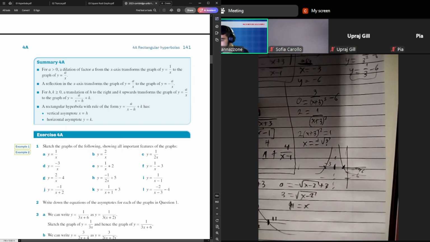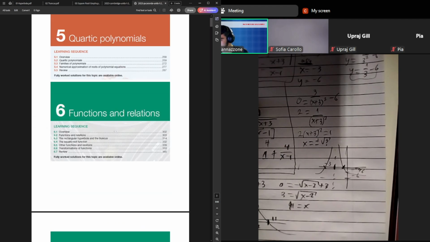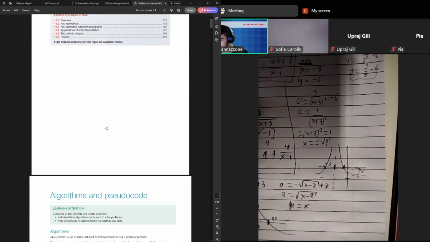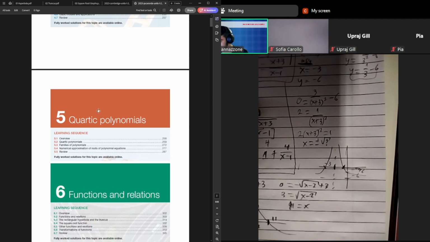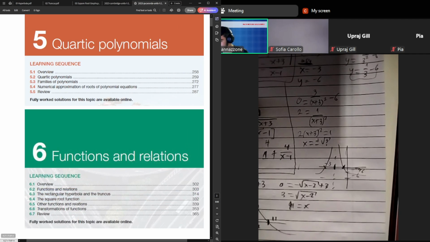And if you're Jacaranda, let me just find that. Okay, you don't want 2, Jacaranda. What's that going to be? I've probably skipped past it, haven't I? Yeah, okay. Chapter 6. So we're talking like 6.3, 6.4.